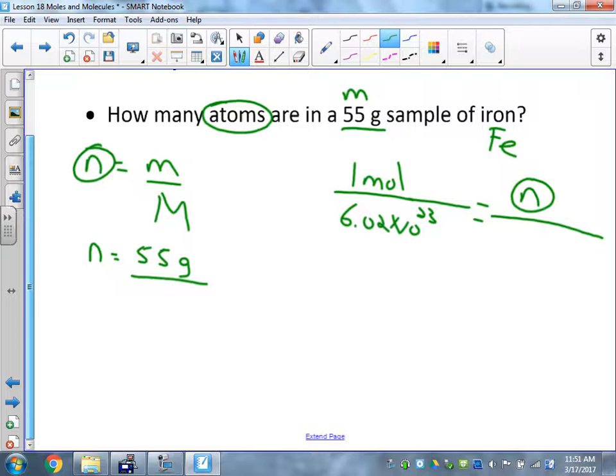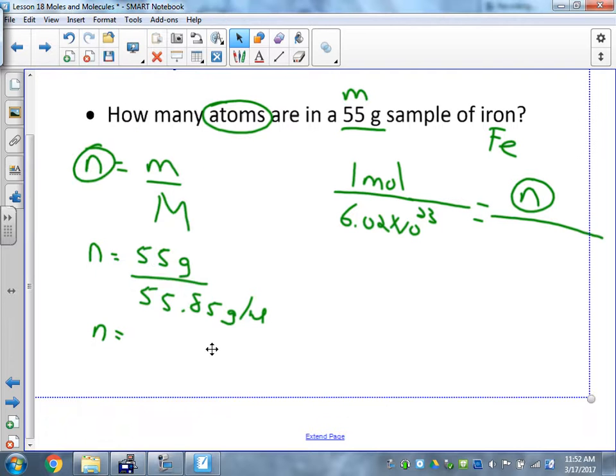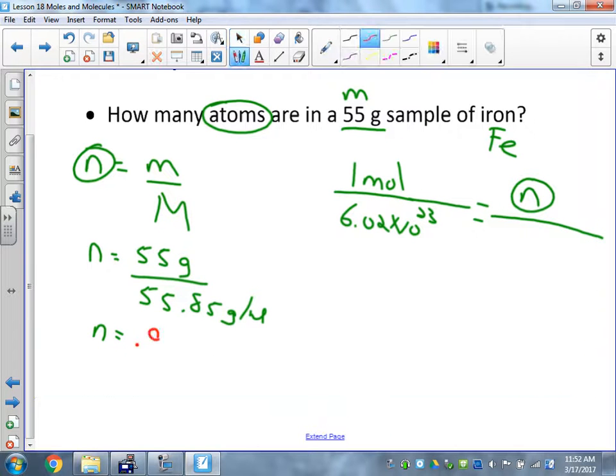55 grams. Iron has a molar mass of 55.85 grams per mole. And of course I can find N, so divide those two. I'll just do this one on the calculator here, for convenience's sake. So I get about 0.9847 moles. And then I'm like, okay, now I have N, so where can I put that now?